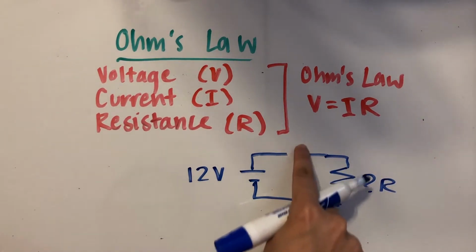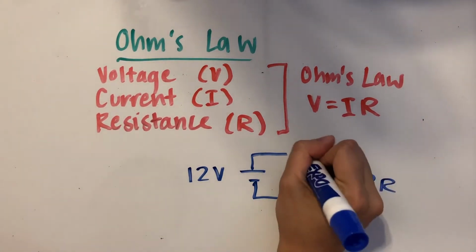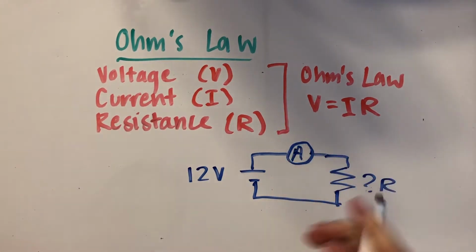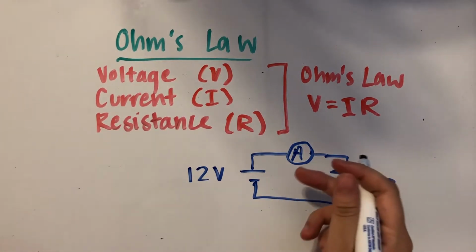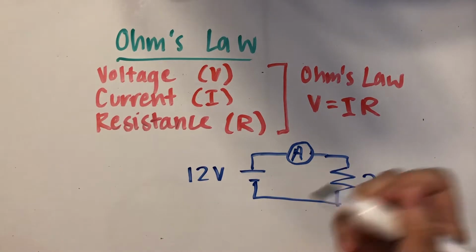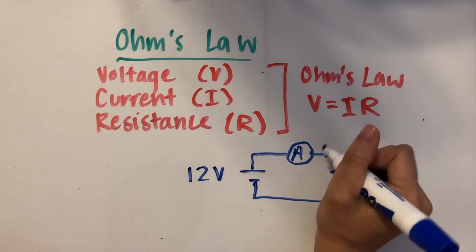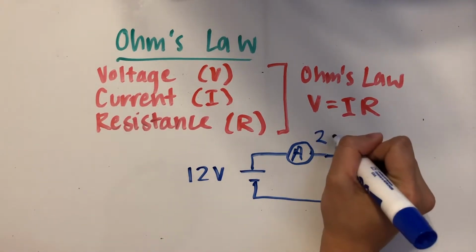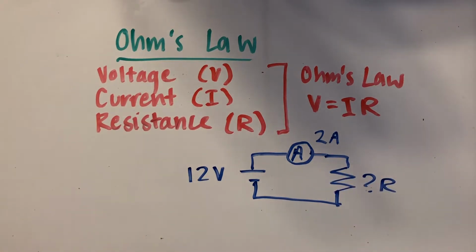So you can experimentally determine the current by adding an ammeter in here. Putting an ammeter, which measures the current flowing through this point, in series with the battery and the resistor, will help you read off a current value, and we'll say that this in particular gives you 2 amps.